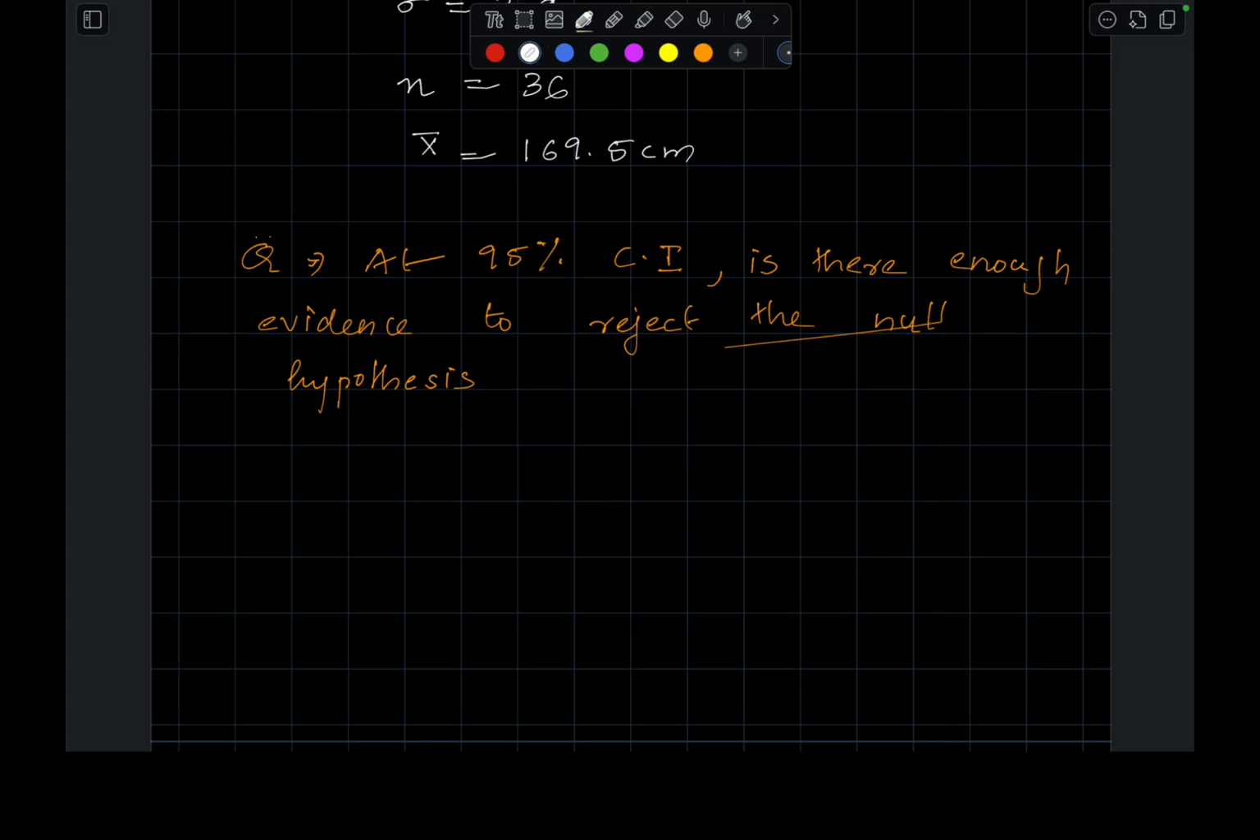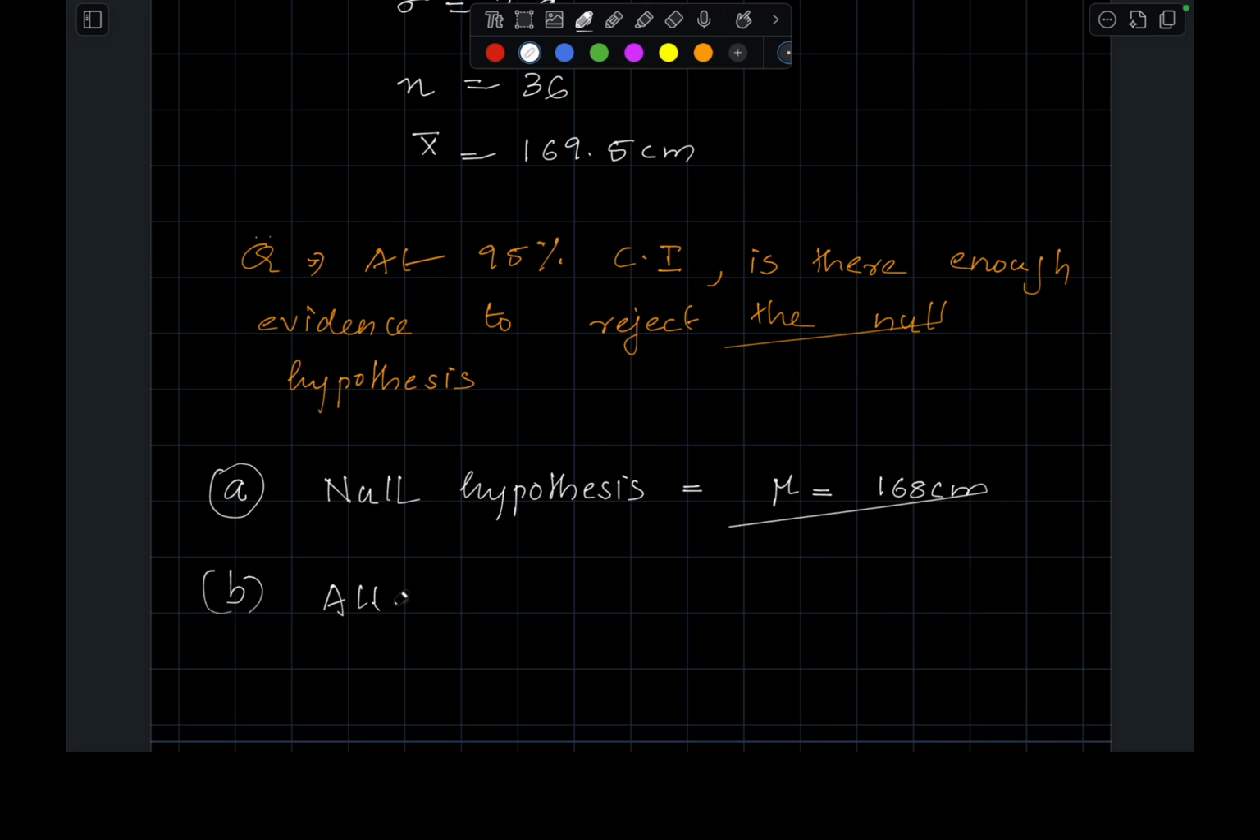So we will go according to the system which we followed earlier, starting off with the first one, which is the null hypothesis. So the null hypothesis states nothing but that the average height is 168 centimeter. And B, we are going to the alternate hypothesis, which says that the average height is not 168 centimeter.